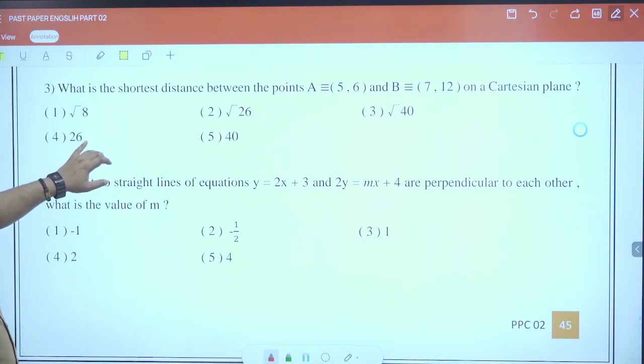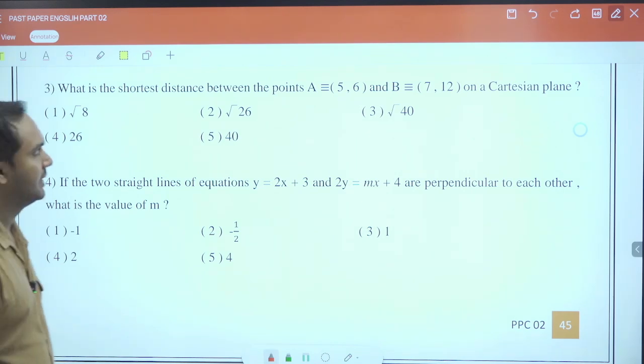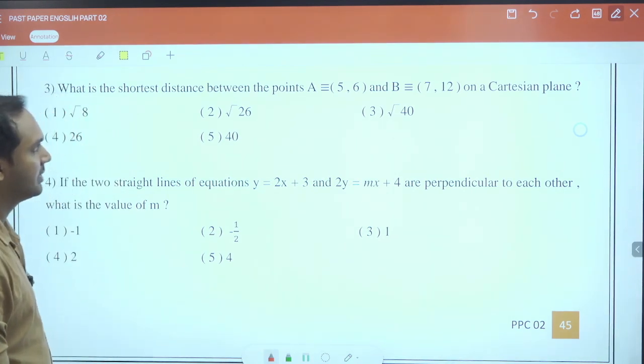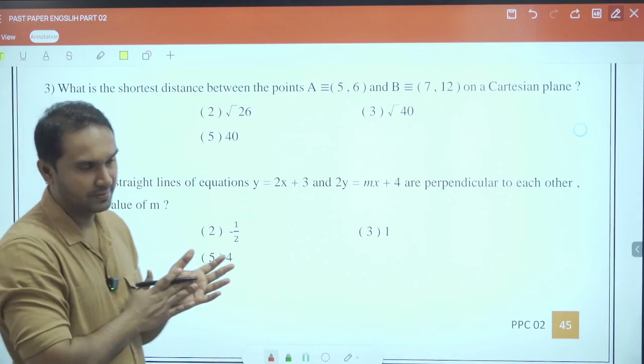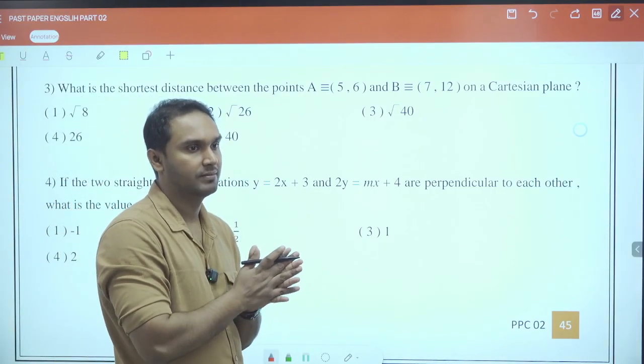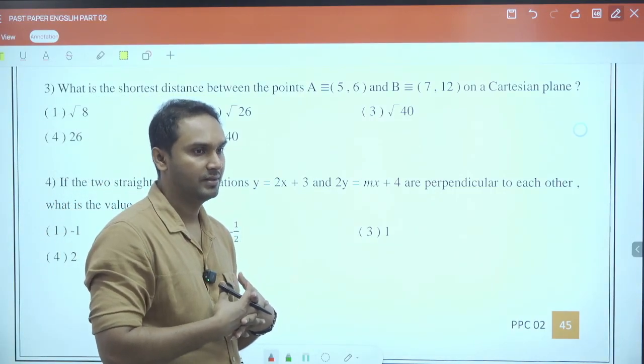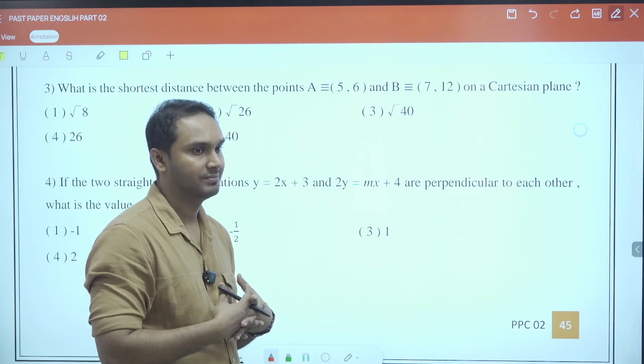Right, so the next one. Question 3: What is the shortest distance between the points A and B? Two of the coordinates are given on the Cartesian plane. So how do you find the distance or the length of a linear graph? What do you put?